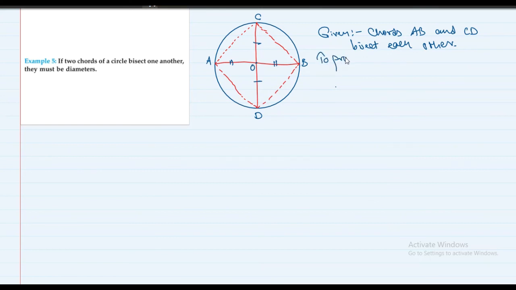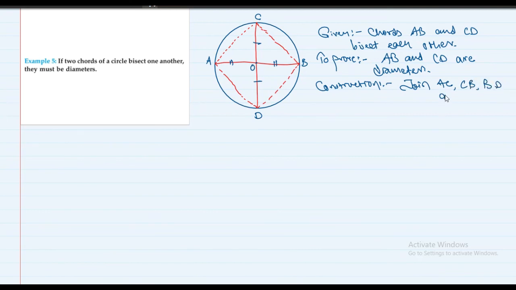To prove: AB and CD are diameters. Construction: join AC, CB, BD and DA. Let's write the proof from here. Okay, proof.